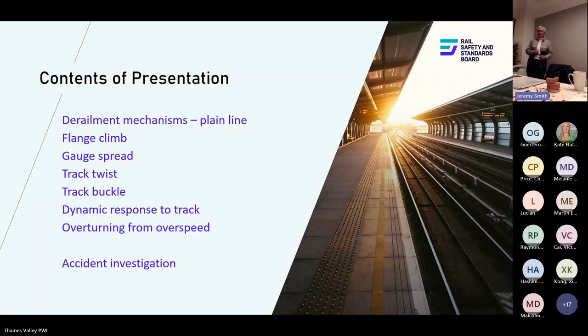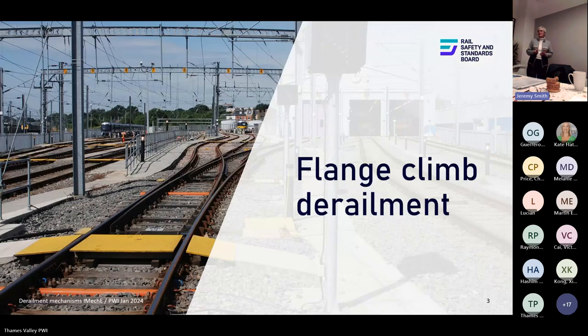So what am I going to talk about? Various different types of derailment on plain line. I'm not going to go into switches and crossings, that was just getting too complicated. So flange climb, gauge spread, track twist, track buckle, dynamic response to track, some of the classic derailment mechanisms and what is actually happening. As people will know, I'm a mechanical engineer with a background in vehicle track wheel rail.